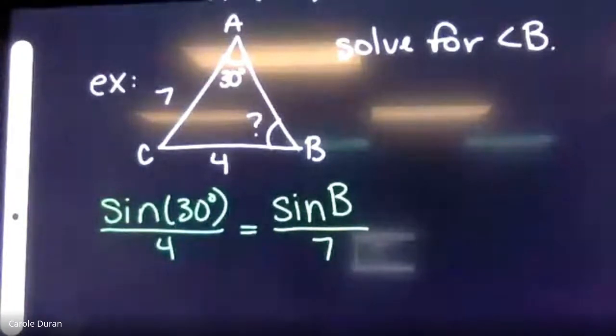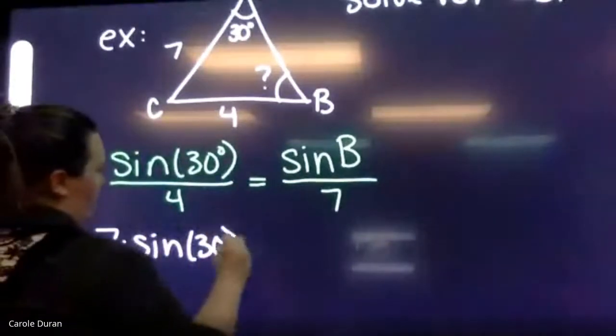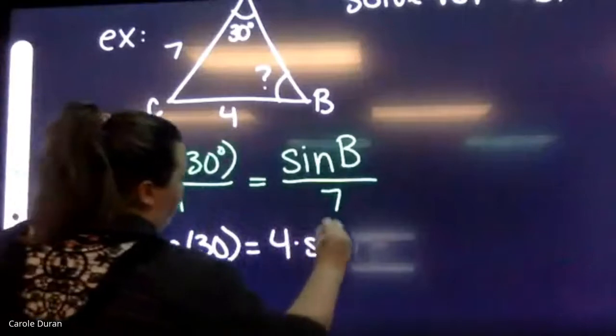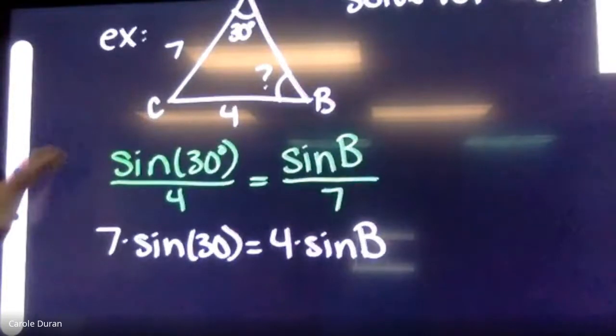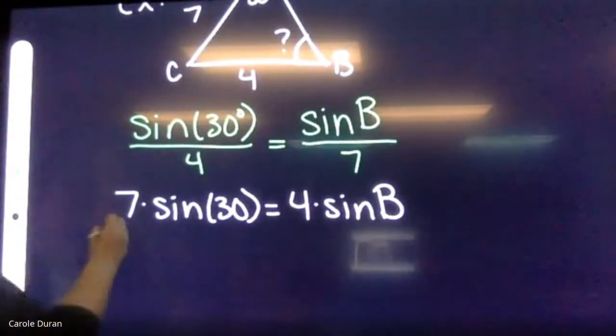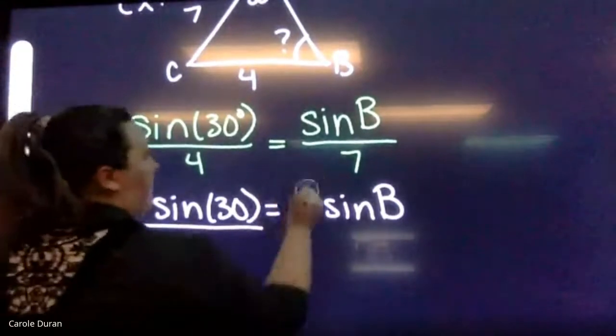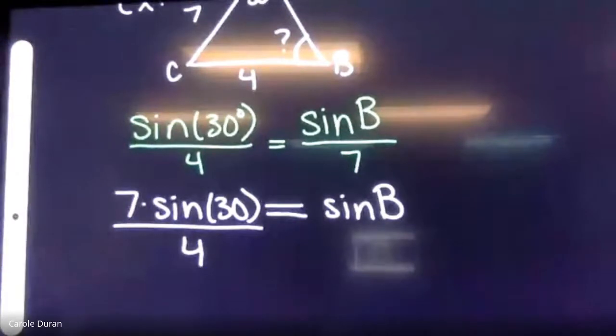Just like before, we're going to cross multiply. When I do, I get 7 times sine of 30 equals 4 times sine of B. But my goal is to get sine of B by itself. So did I really have to move that 4 from the denominator? Not really, because I'm just going to divide it right back out again. But you could have. That is entirely okay. So now I have sine of B is equal to 7 times sine of 30 over 4.